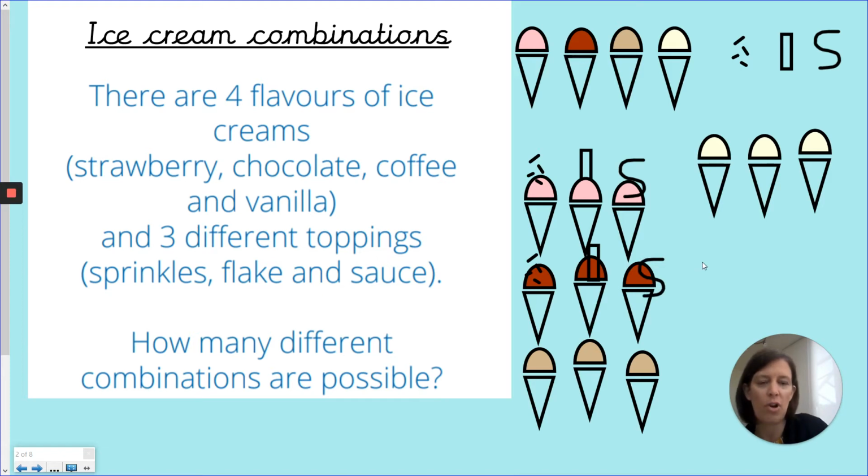It would be the same for coffee, coffee with sprinkles, coffee with flake, coffee with sauce. Same for vanilla, vanilla with sprinkles, vanilla with flake, vanilla with sauce. If you count all those combinations up of ice creams and toppings, there are 12 combinations altogether. Well done if you found all 12. Okay, so you can decide now whether you want to pause the video for today, come back tomorrow, have a go at another problem, or whether you want to carry on.